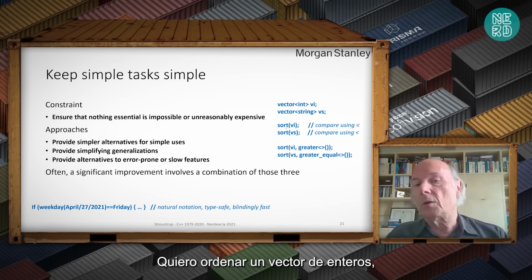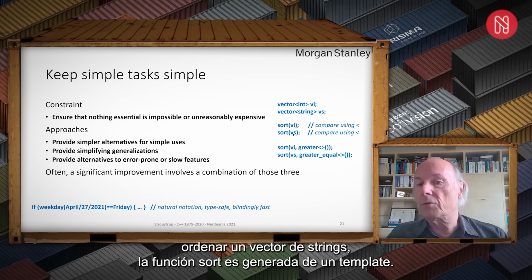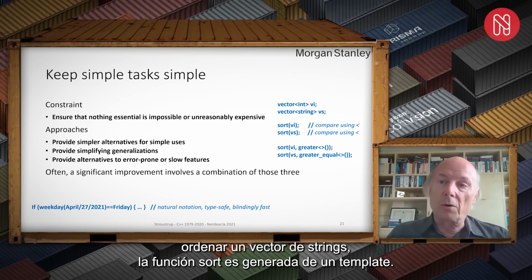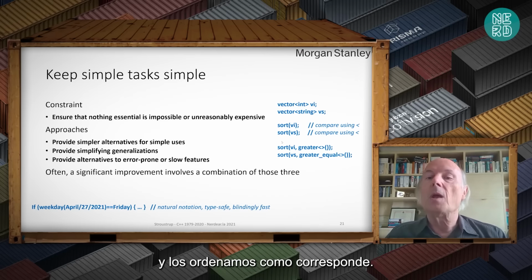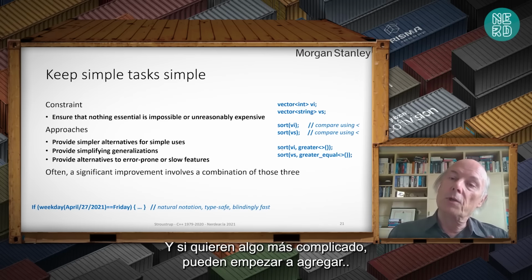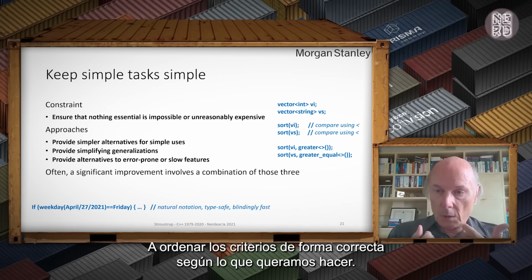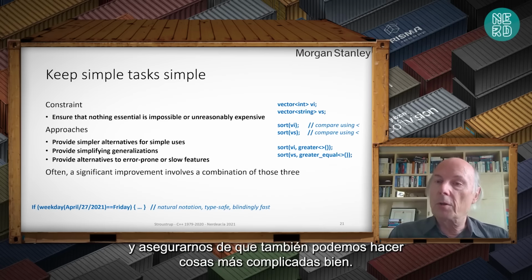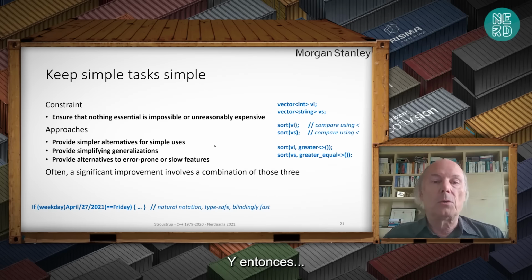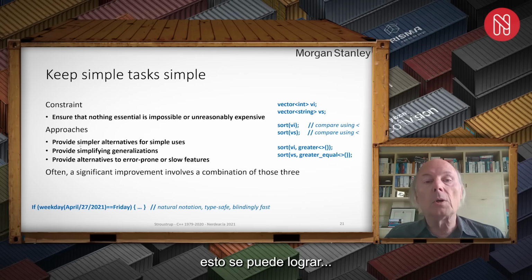I want to sort a vector of integers, sort a vector of strings. The sort function that's generated from a template will figure out that there's a difference between an integer and a string and sort them appropriately. And if we want something more complicated, we can start adding sorting criteria as appropriate if that's what we want. And so there's this gradual thing, keep simple things simple, and make sure that you can do more complicated things well also. And so this can be done.